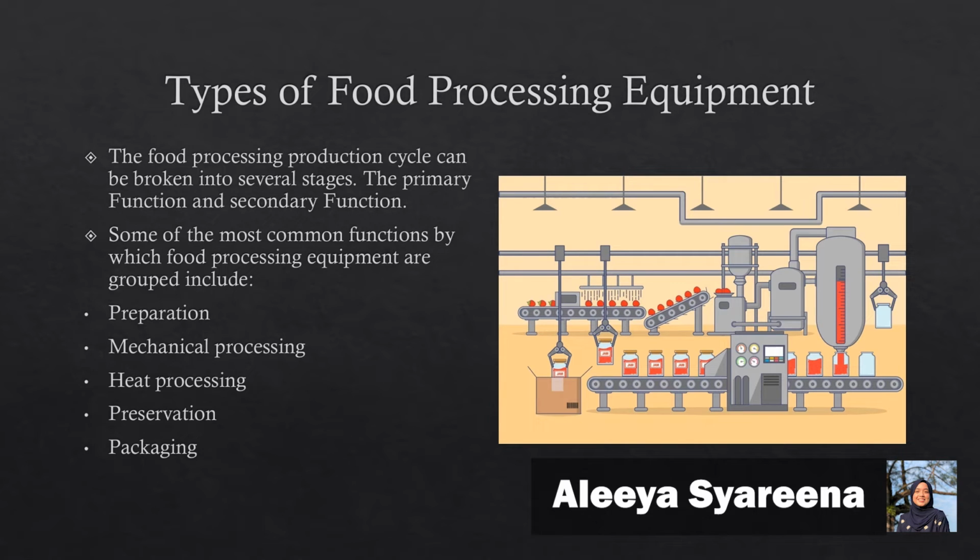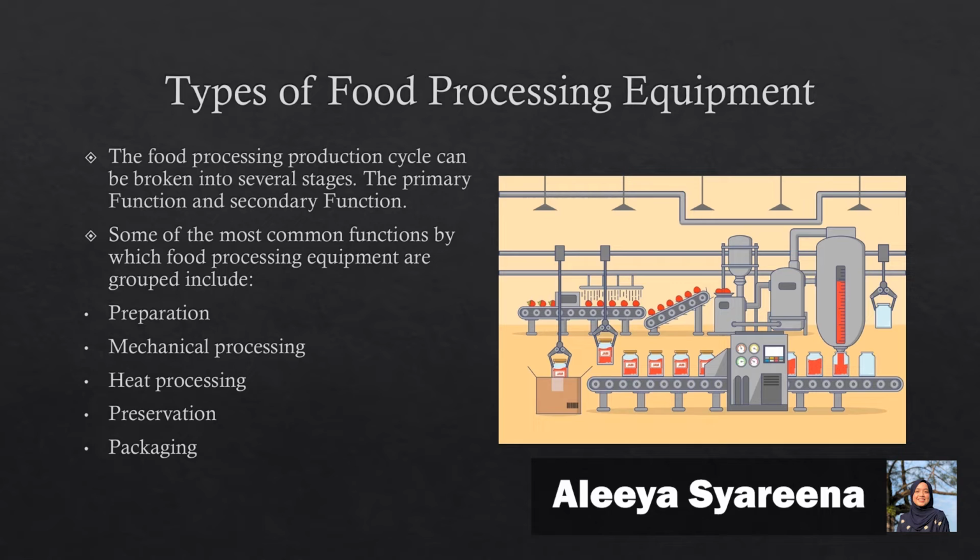Types of food processing equipment. The food processing production cycle can be broken into several stages. First, the primary function. The primary function is to prepare the food material for further processing, and some of the unit operations performed include washing and separating. Next, the secondary function.